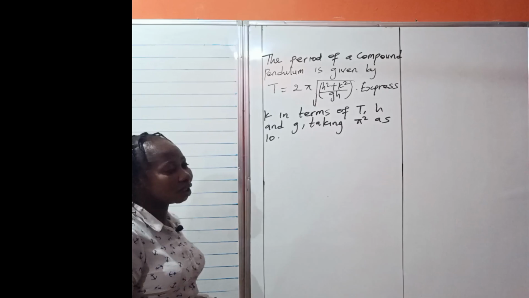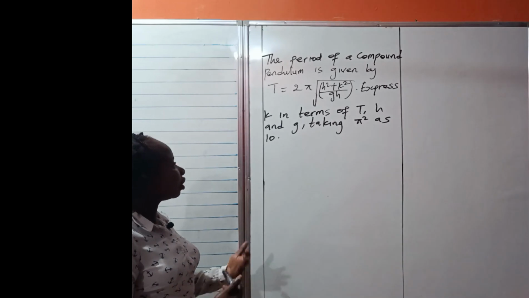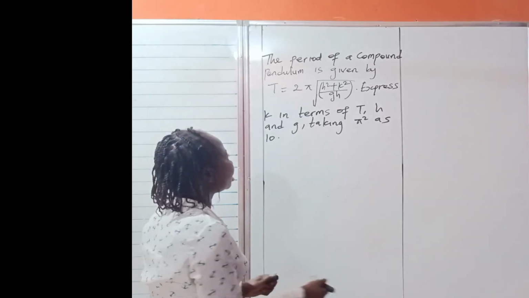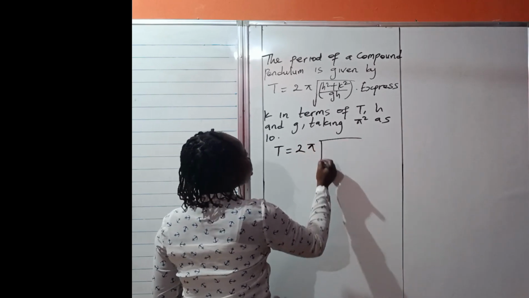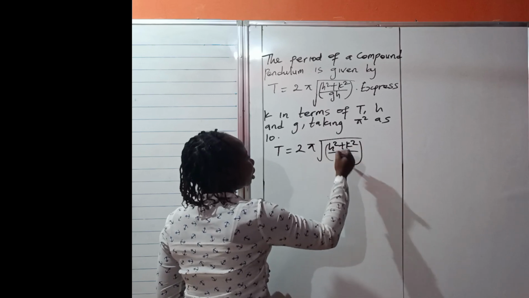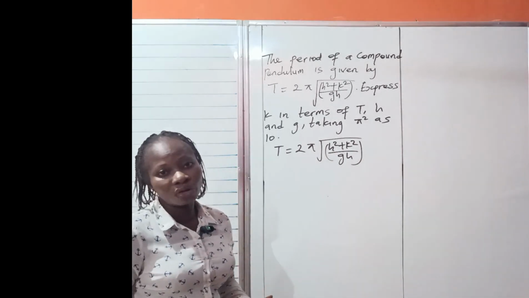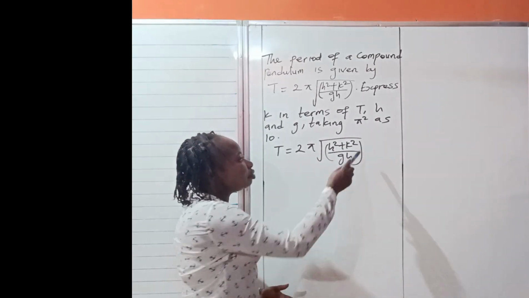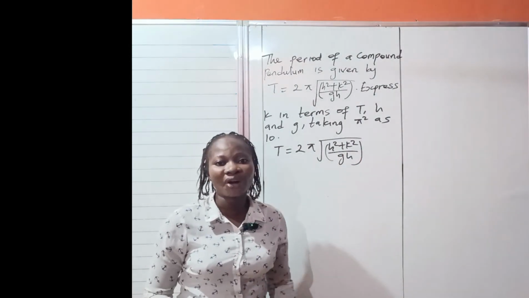So we have this change of subject question and we want to express this formula in terms of k. That means we want to make k the subject of the formula. So let's solve it. T equals 2 pi square root of (h squared plus k squared) over gh. The variable we want to make the subject is in this square root, so we have to look for a way of eliminating this square root so that k can be brought out and simplified further.